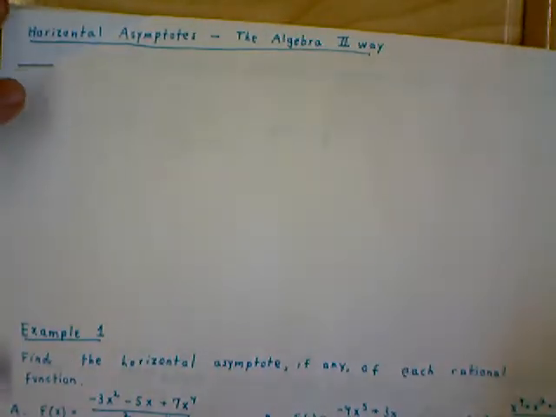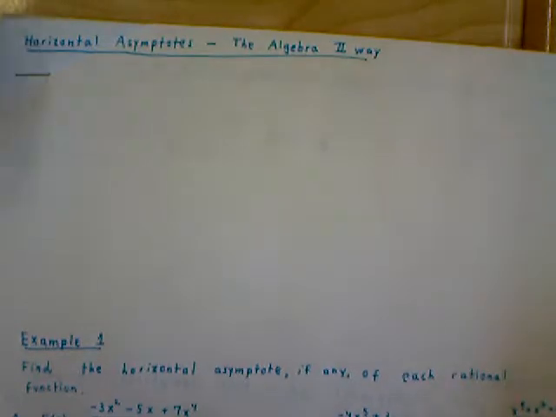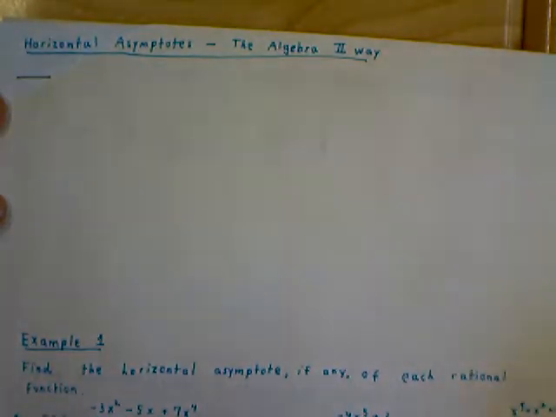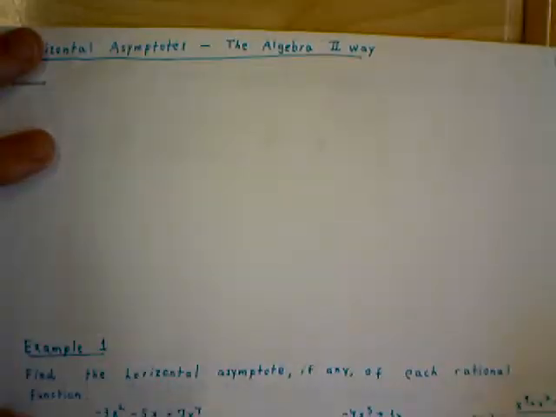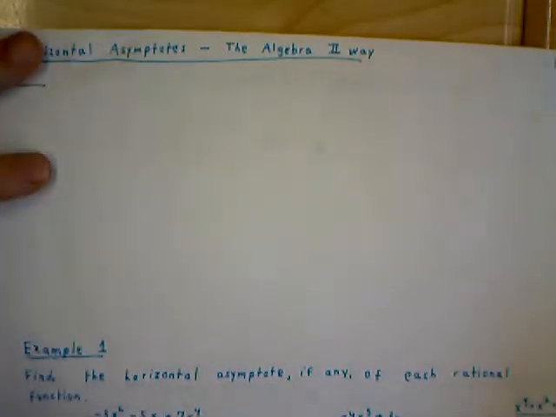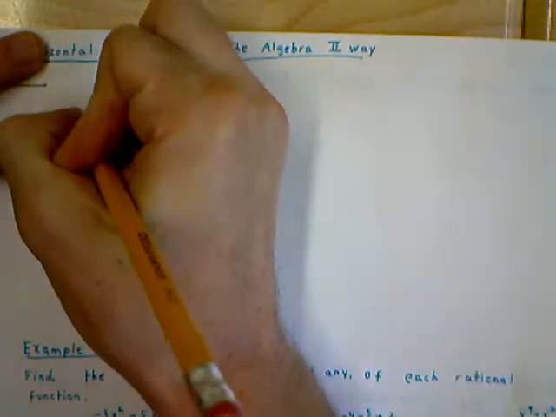Alright, this is the first video on finding horizontal asymptotes, the Algebra 2 way. So we're going to throw it back a little bit to both Algebra 2 and Pre-Calc. So the big idea.